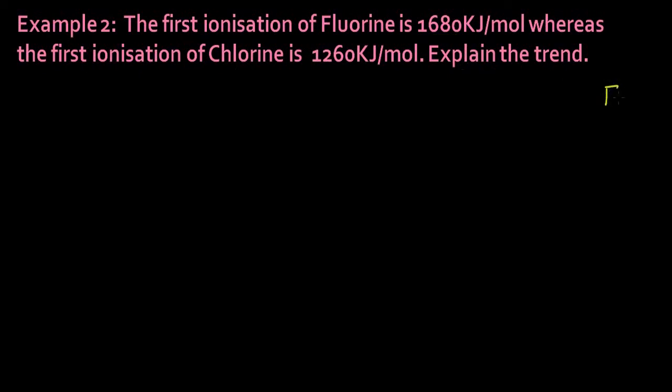Now we know that fluorine and chlorine are both in the same group, that is group 7 of halogens. So both of them have 7 electrons in the outer shell, but fluorine is in period 2 and chlorine is in period 3. That is, the 7 electrons of fluorine are in the second shell, but the 7 electrons of chlorine are in the third shell. So the first electron of fluorine has to be removed from the second shell, but the first electron of chlorine has to be removed from the third shell, which is farther from the nucleus compared to fluorine.